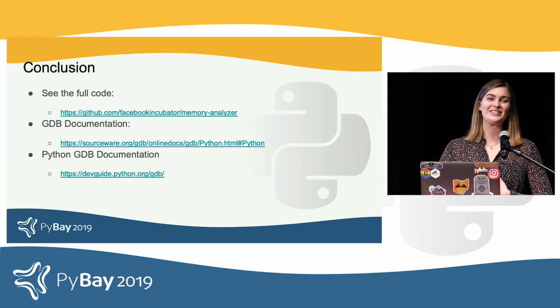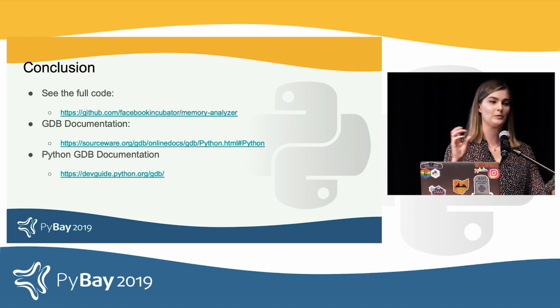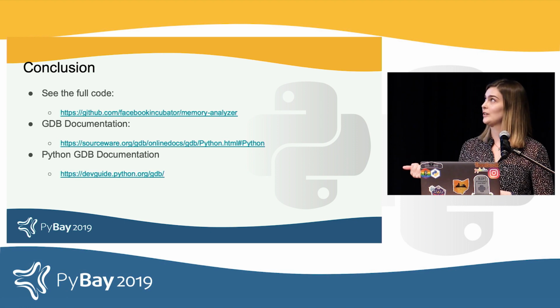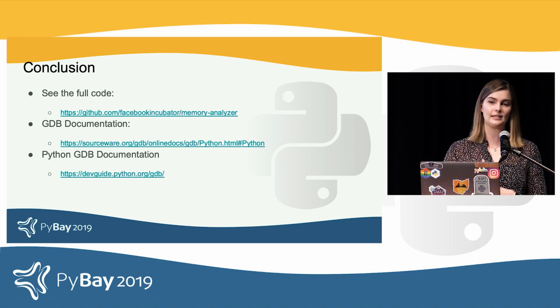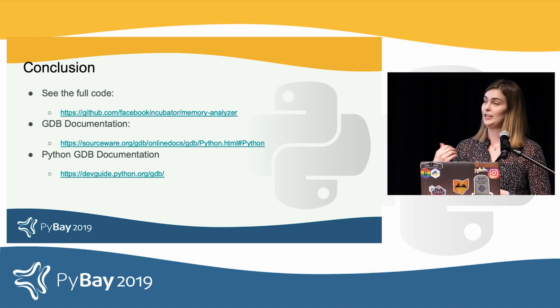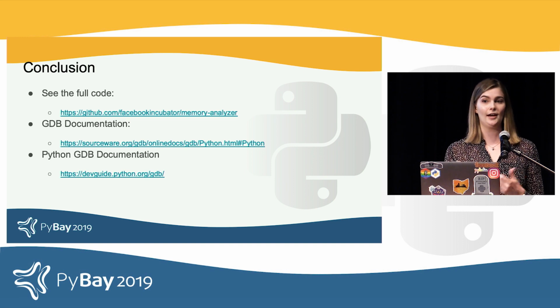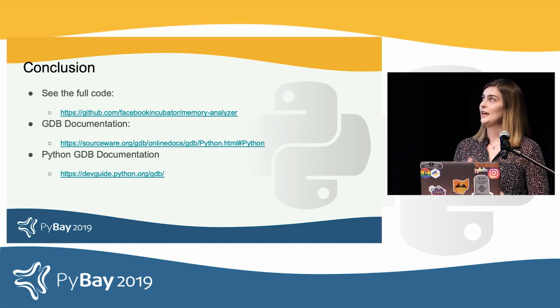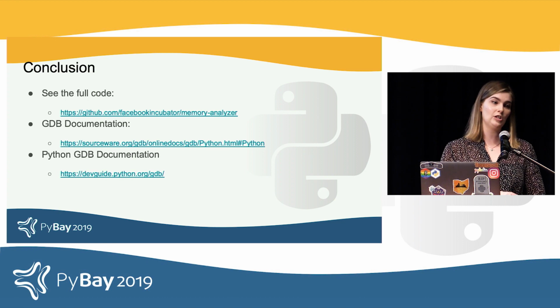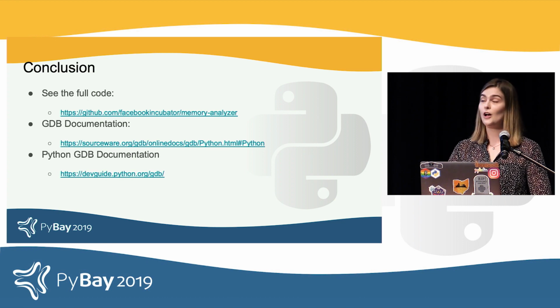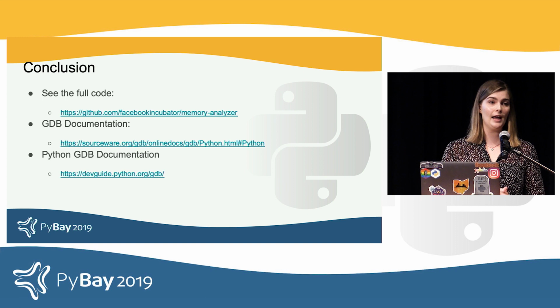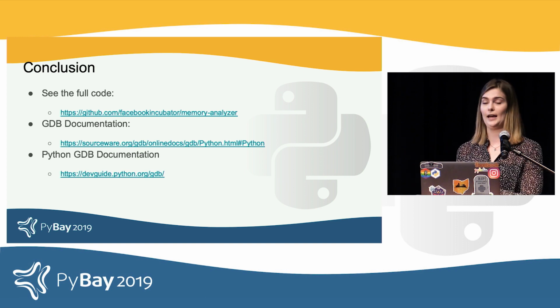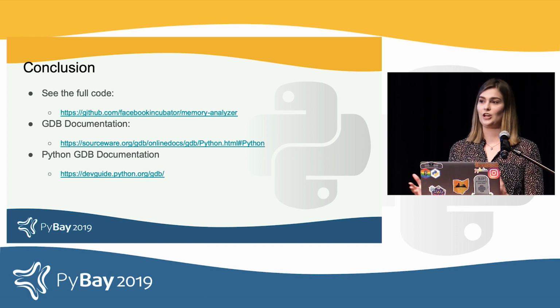Cool. So if you guys want to see the full code a little bit more fleshed out, I know you just saw a bunch of pieces on slides. I recently open sourced the memory analyzer tool, which is a bit bigger. It's in the Facebook Incubator GitHub, so please go check it out and make pull requests if you're interested. Then there's the GDB documentation and Python GDB documentation. Here you can find all the information about the GDB API, how to set up GDB, how to set up Python with the correct debug symbols, all that jazz. So please go ahead and check that out if you have questions around that. And now that's actually it.